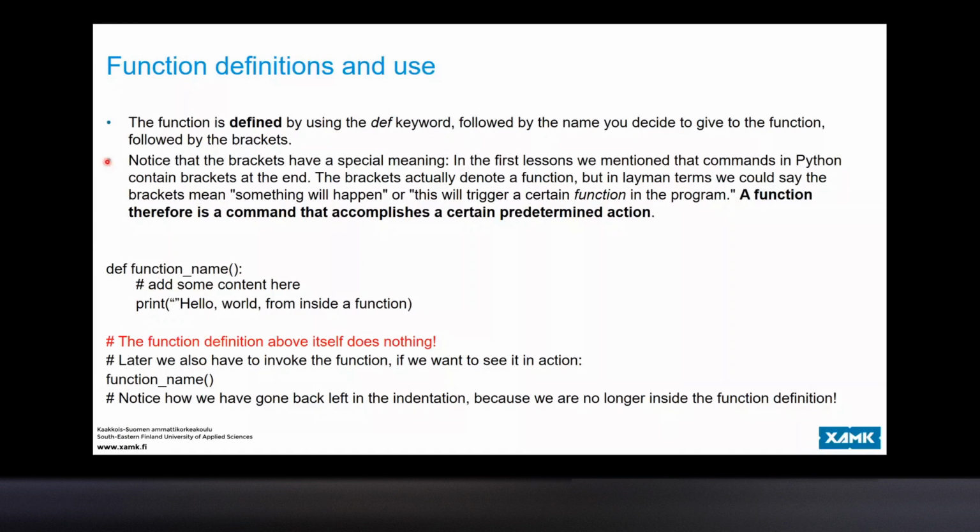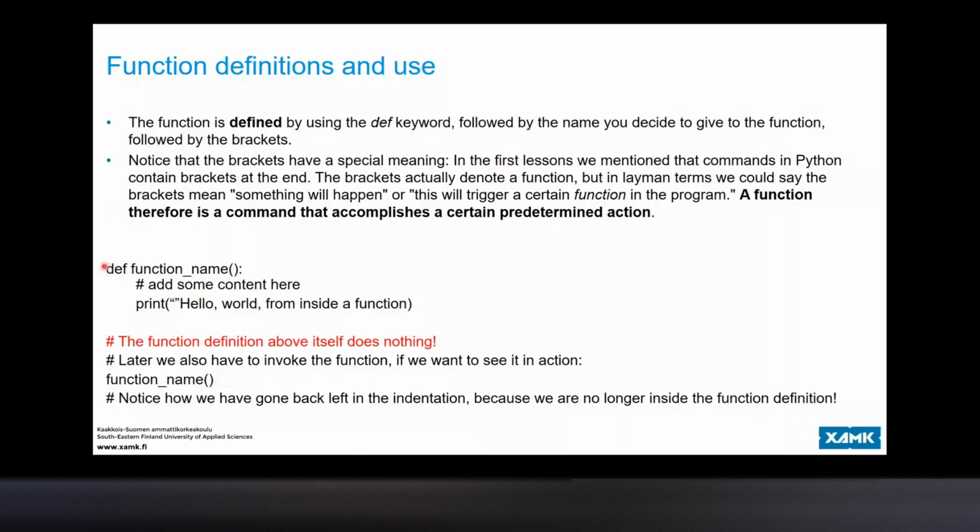So we could say, if we wanted to give a definition to what a function is, that the function is a command that accomplishes some predetermined action. So that's how you define the function. That's how you write the body of it right here. And of course, as I pointed out in the example, later you also have to invoke the function. So you actually have to use the function's name followed by the brackets. So this is when you are actually using it.